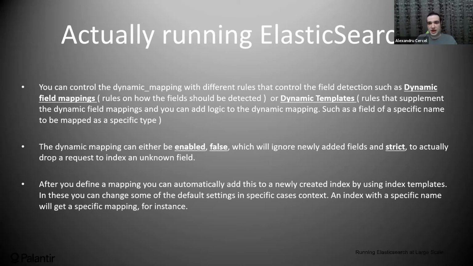So this is why you have dynamic field mappings, which tell you how different fields should be detected, and dynamic templates, which add logic, so you can specify that a specific field name is going to have a specific type. Dynamic mapping can also be set to false, which allows you to add additional fields, while strict is going to drop the request. After you define a mapping, you can automatically add it to newly created indices by using index templates.